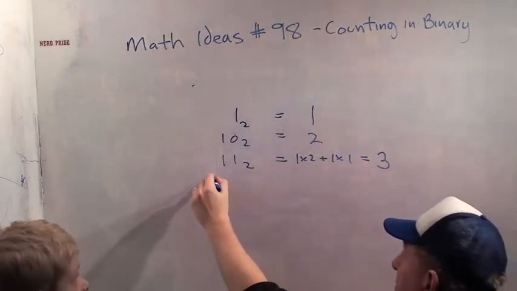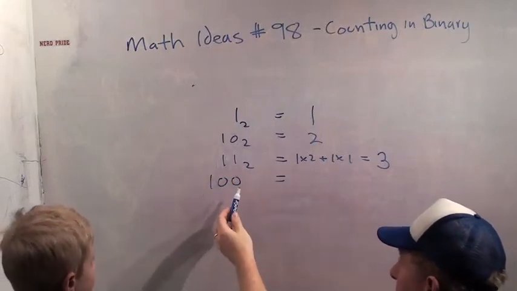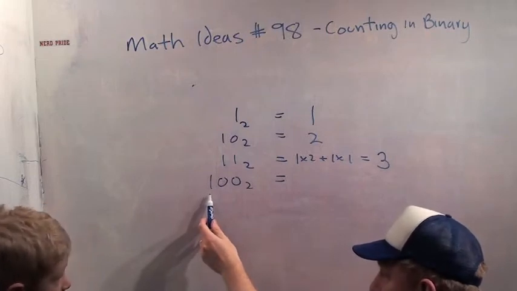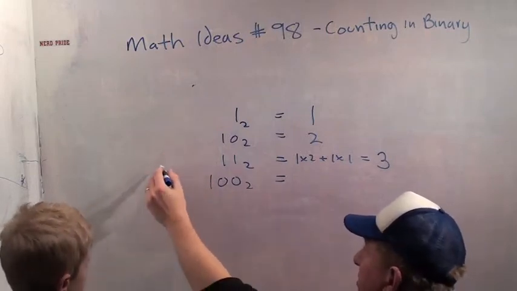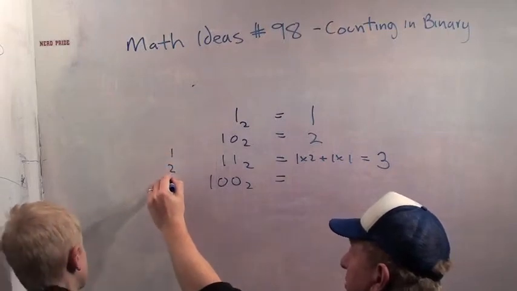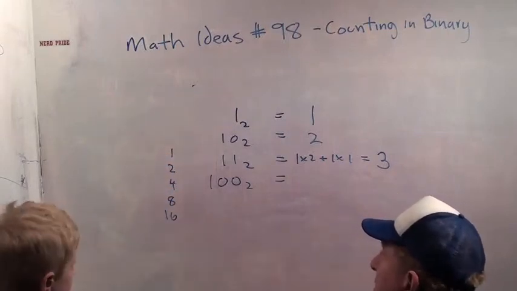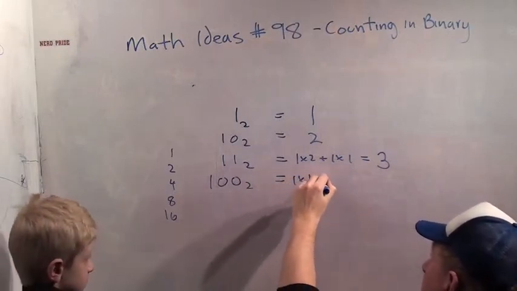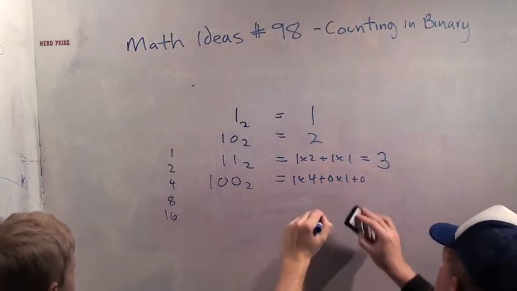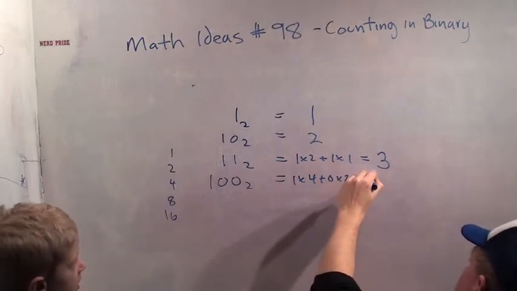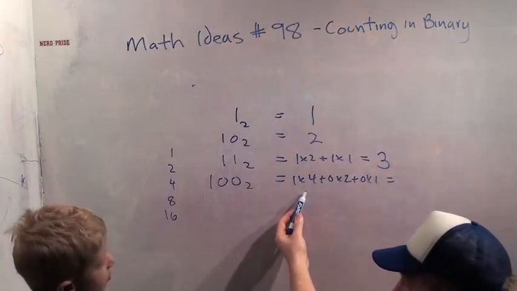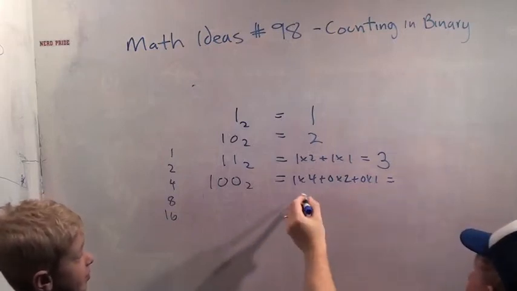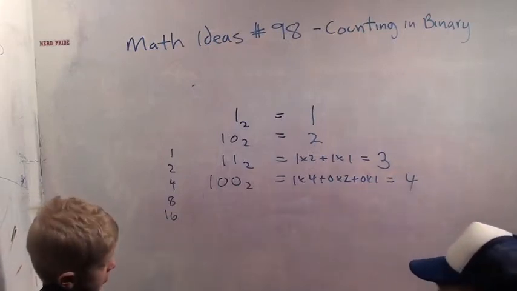Look at that. And now look at this one, 1, 0, 0. Well, this is 0 times 1 plus 0 times 2 plus 1 times 4. Remember, our digits go 1, 2, 4, 8, 16. So this is the 1's digit, the 2's digit, this is the 4's digit. 1 times 4 plus 0 times 2 plus 0 times 1. 1 times 4 is 4. 0 times 2 is 0. 0 times 1 is 0. So this is 4.